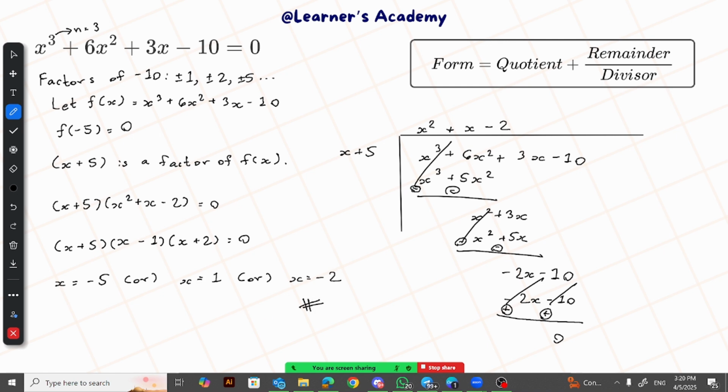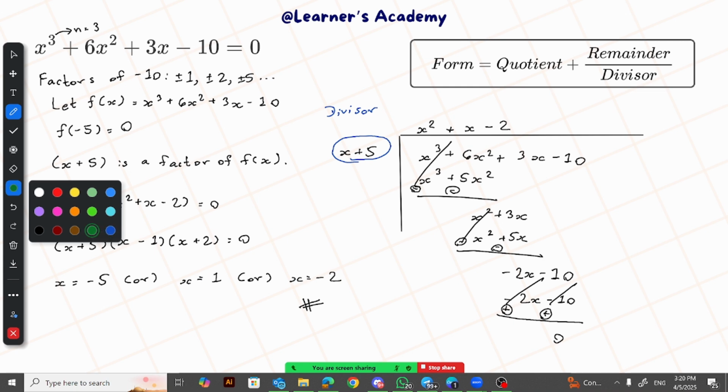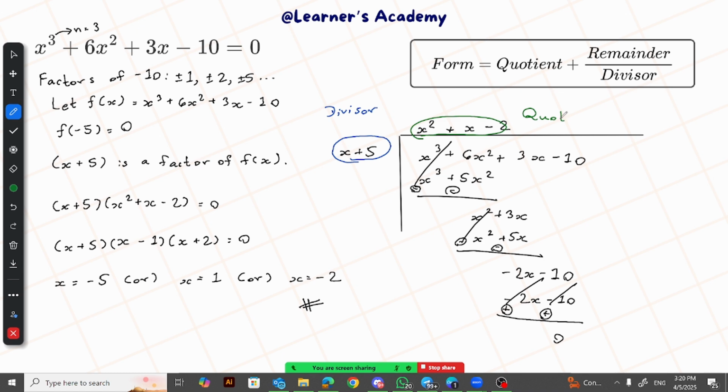Now, there's something that I would like to add in this question, which is this form that is written in a way of quotient plus remainder divided by divisor. Okay, so for the sake of the terms, this is called the divisor, this is called the quotient, and lastly, this is what we call the remainder.